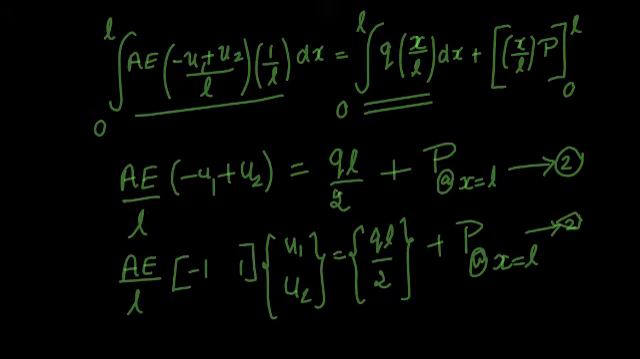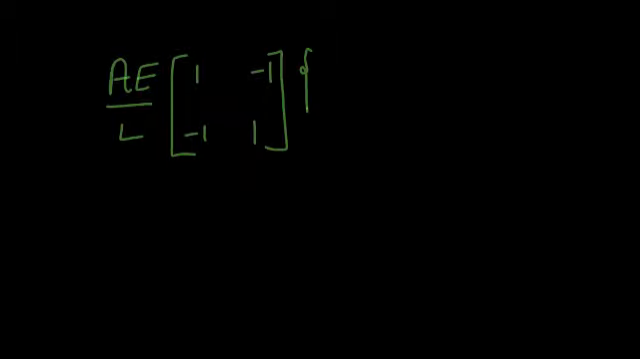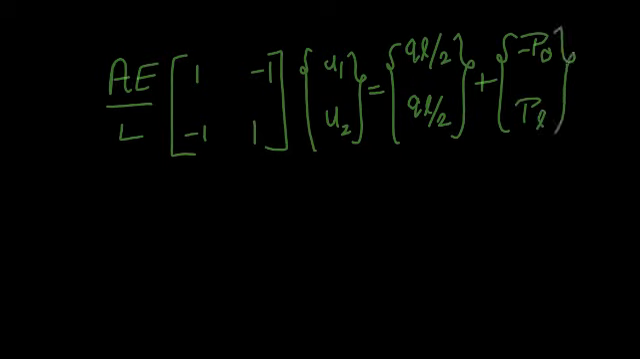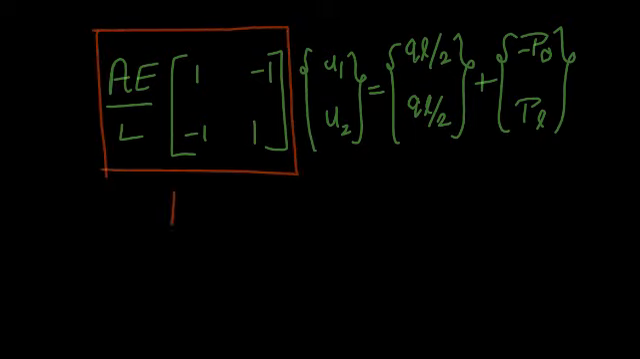Writing the two equations in matrix form gives you this matrix: AE over L, 1 minus 1, minus 1 1, u1 u2 is equal to QL over 2, QL over 2, plus minus P naught PL. So this is the expression that you will be getting. Now, what is the physical meaning of this particular expression? Wait for that explanation, but this is called the stiffness matrix.